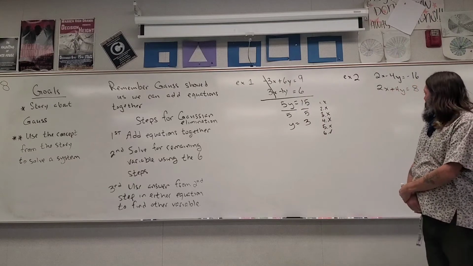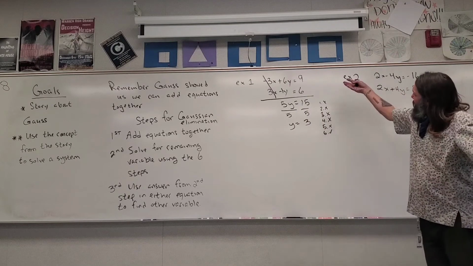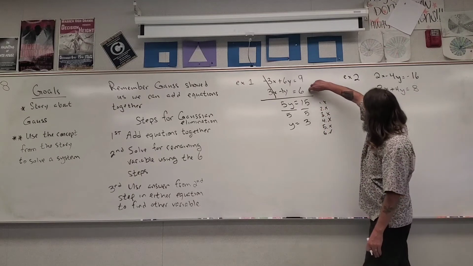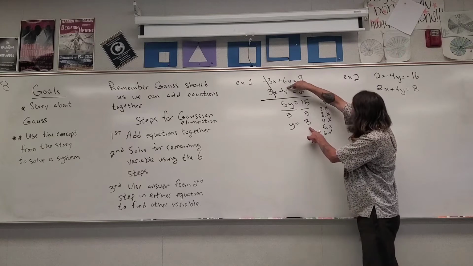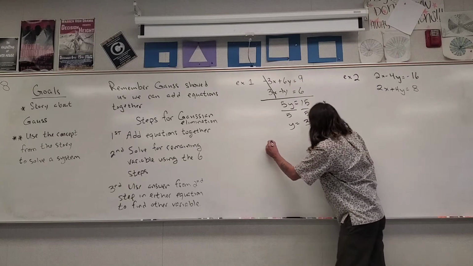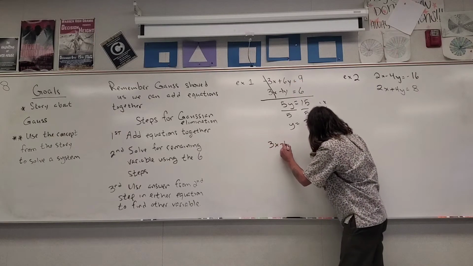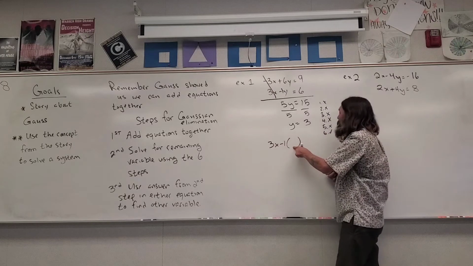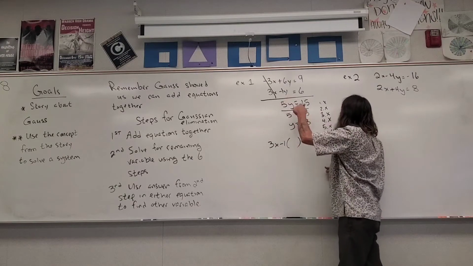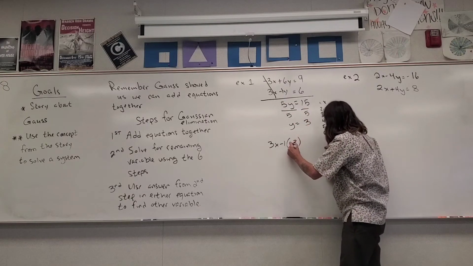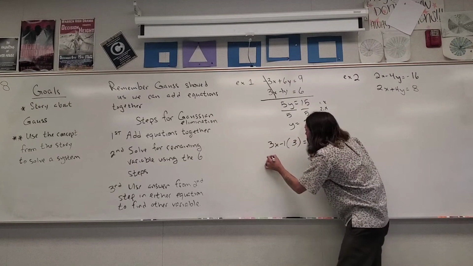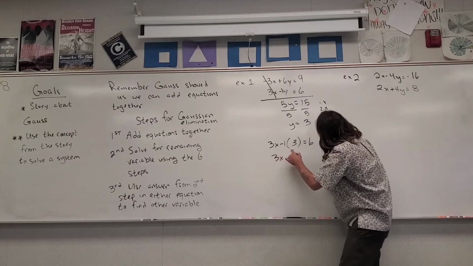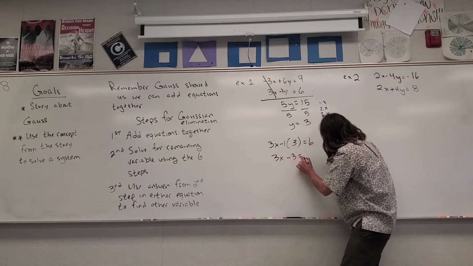So now I get to pick an equation to plug in and work out. I like the second equation because the numbers are smaller. 3x minus 1y equals 6. My y value is going to turn into 3. So I have 3x minus 1. I put a parentheses in place of the y, and I put a 3 inside there, and that's equal to 6. So I have 3x minus 1 times 3 is minus 3, and that's equal to 6.